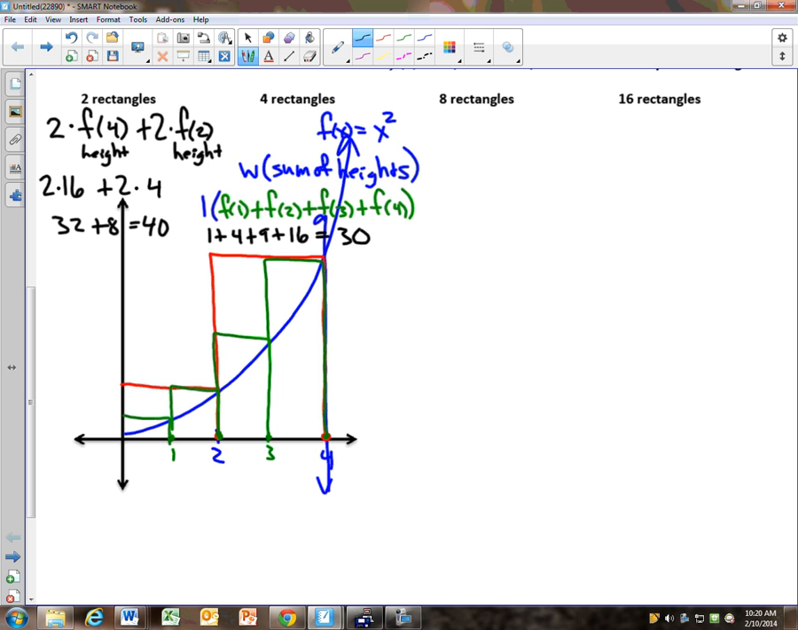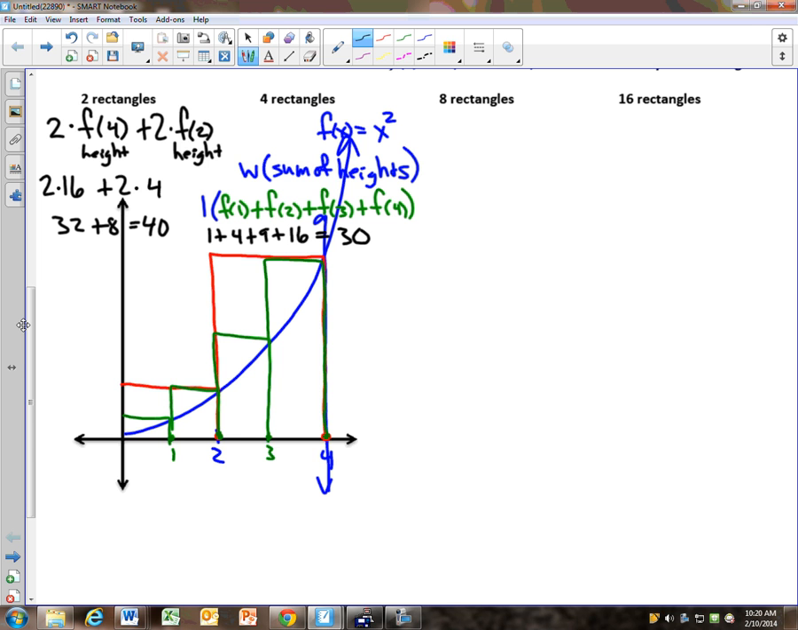Okay? Let's do one more by hand, and then I'll show you how you can do some of this using your calculator and make it a little bit quicker and be able to come up with a really, really good estimate. Okay? I'll use black here. I have 8 rectangles. What is going to be my width? 1/2.